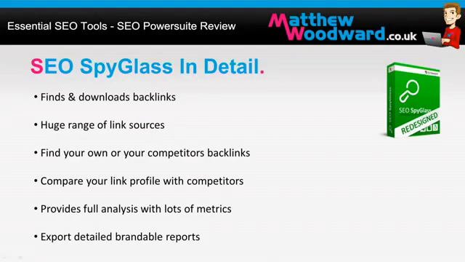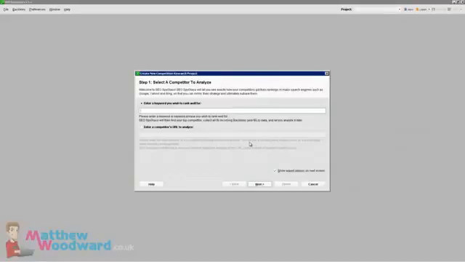So let's move swiftly on to the detailed look at SEO Spyglass and how you can use it to find and download all of your backlinks. So this is what you'll see when you first launch SEO Spyglass. You can either enter a keyword that you want to rank for here, and it will download all the backlinks of the people currently ranking, or you can enter a specific URL, which is what I'm going to do here.